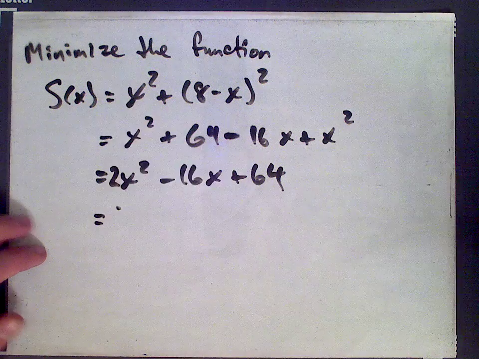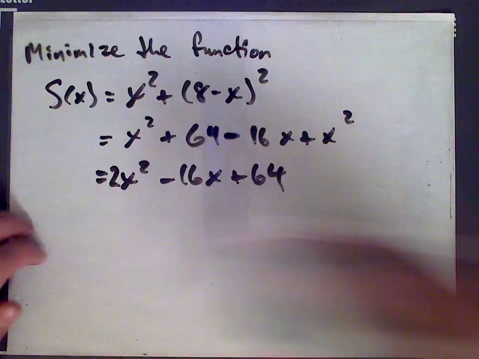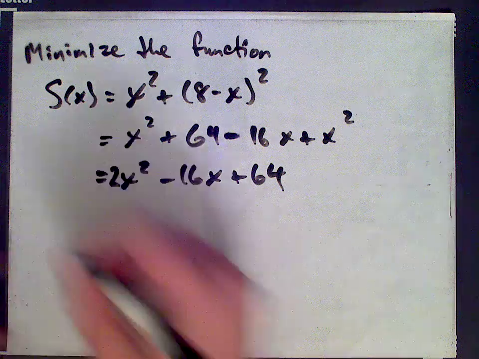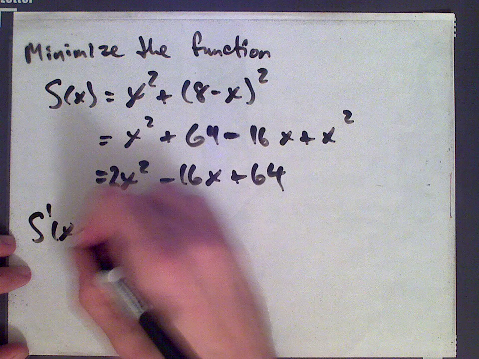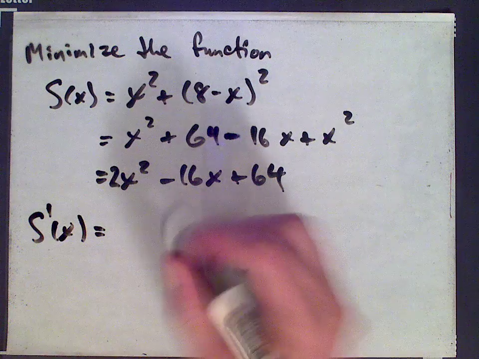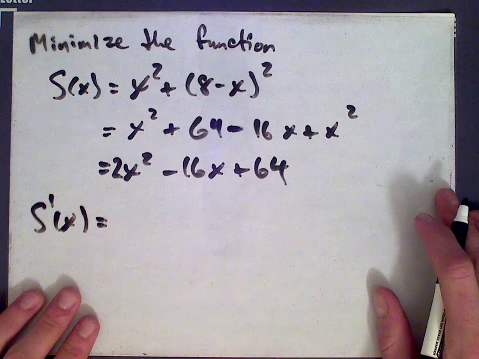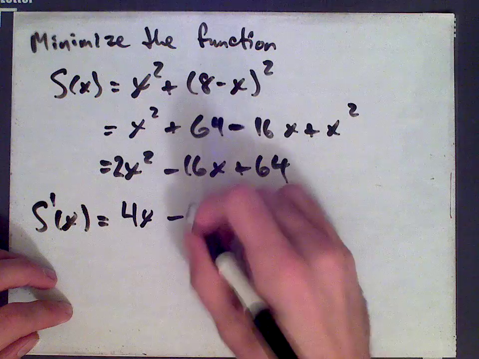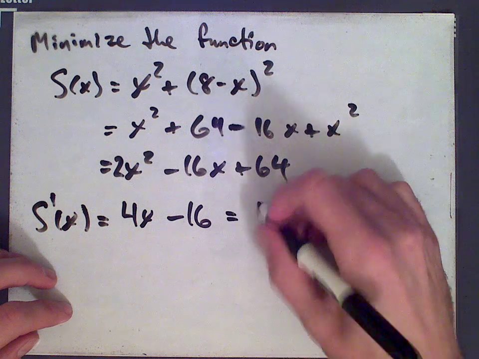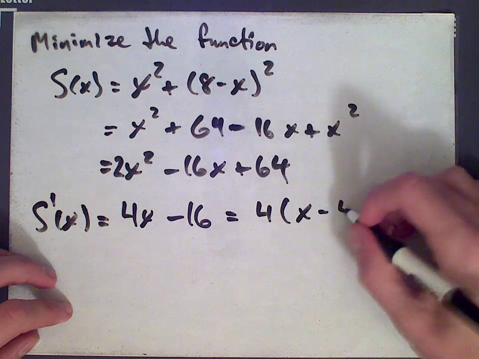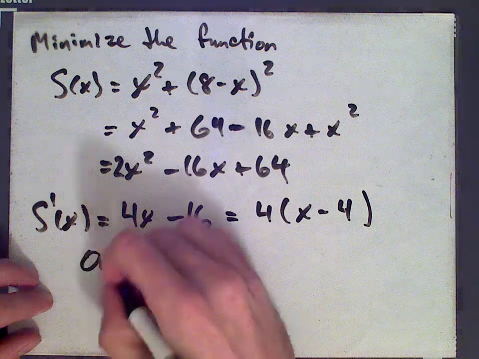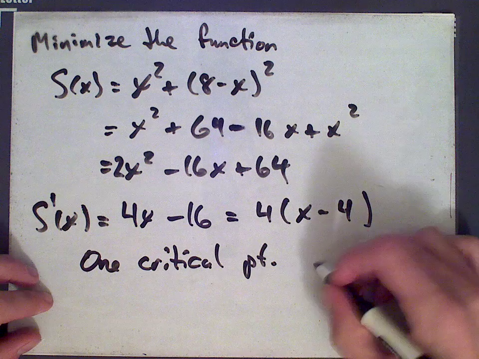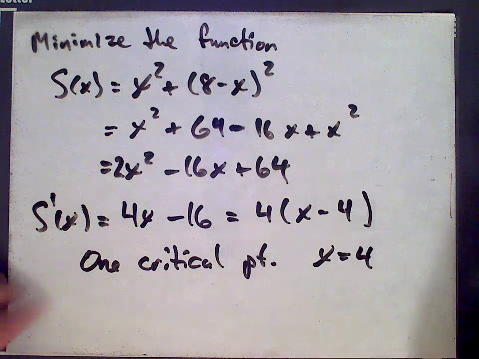Actually, we'll take the derivative first and then we'll factor, because we want to get the zeros of the derivative. Okay, so remember, to get a minimum or maximum value, in this case minimum, we need to find critical points. Okay, so the derivative is 4x minus 16, and now we'll factor this. This is 4 times x minus 4, and we see there's one critical point, and it is x equals 4 because it makes the derivative of s 0.